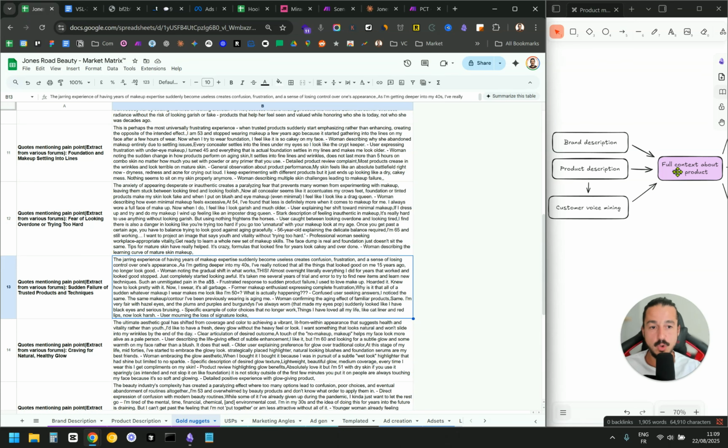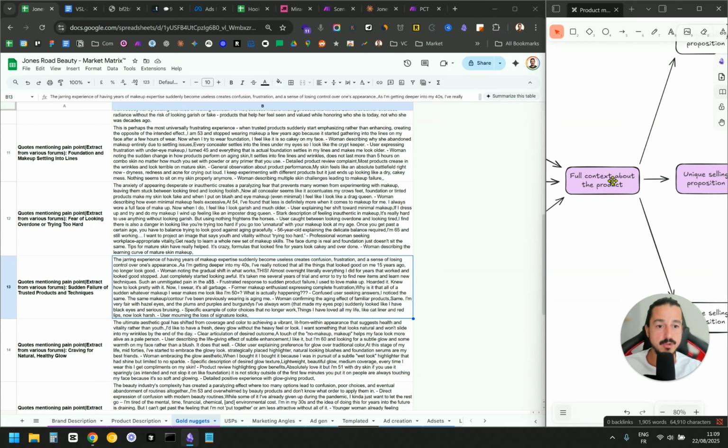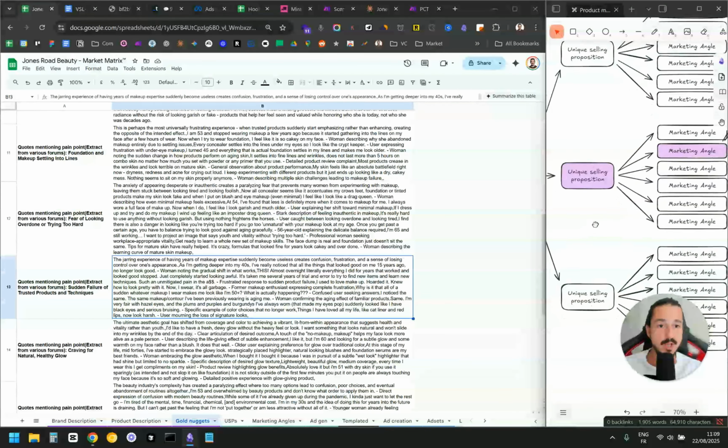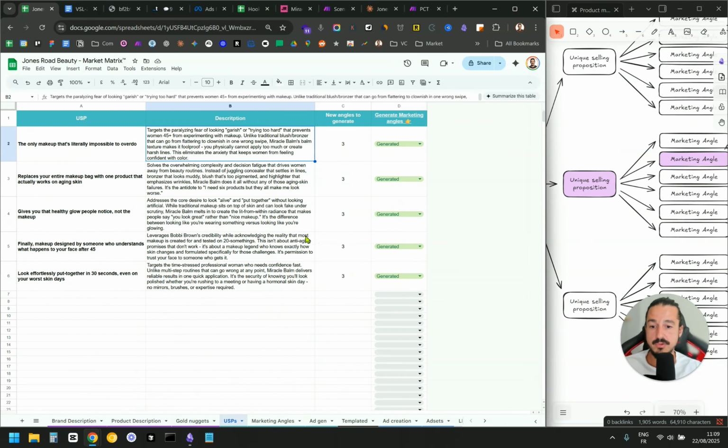So now we have the brand description, product description, voice mining. So we have all the context. And now we want to have the unique selling proposition. If you ask a brand like John's Road Beauty, they obviously know their unique selling proposition. You don't need AI to actually generate it for you.